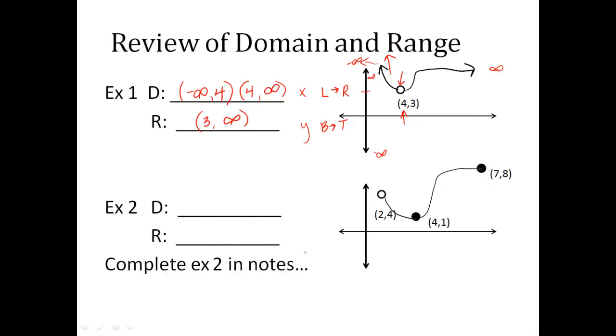Now in example 2, I want you to do this example in your notes, and we'll talk about this in class. I want you to tell me what the domain statement is and what the range statement is that demonstrates this line right here. Complete your notes. Have any questions ready to ask in class tomorrow.